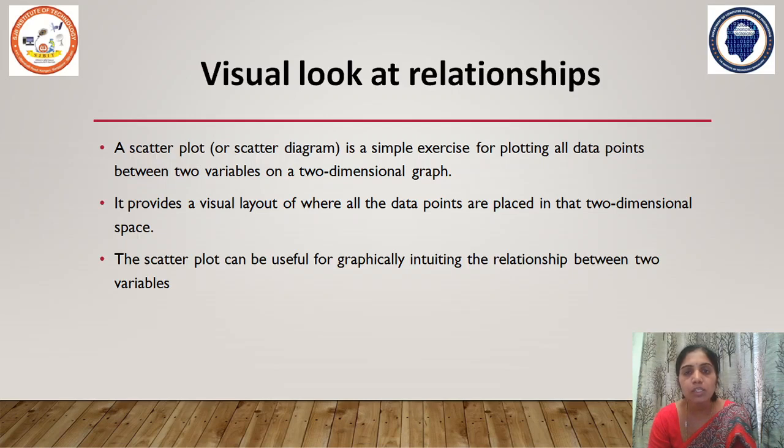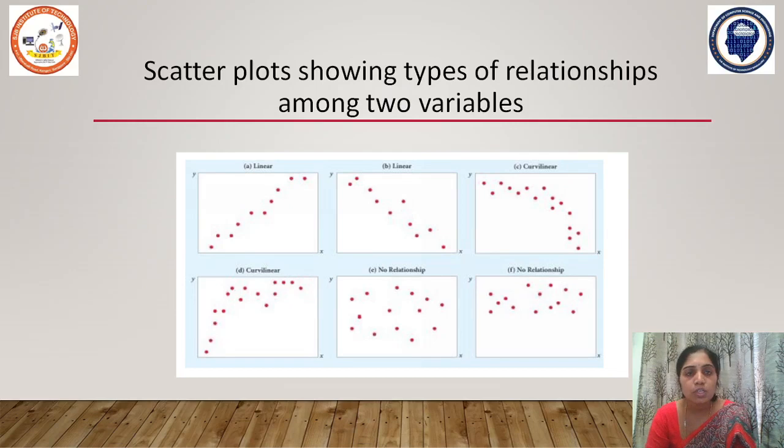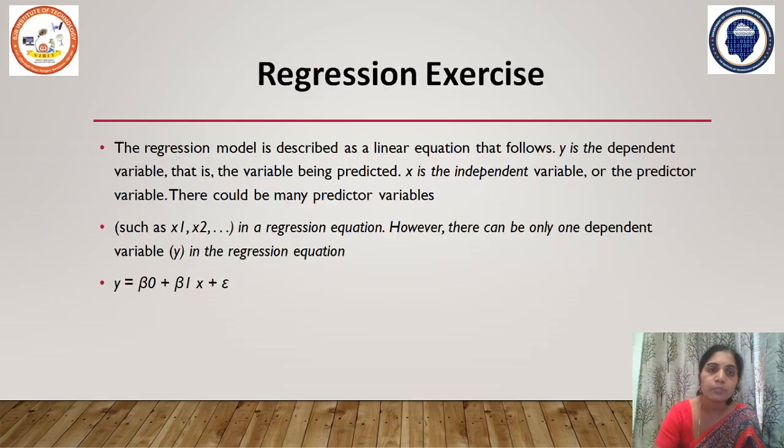Regression exercise. Here the regression model is described as a linear equation where y is the dependent variable, that is, the variable being predicted. X is the independent variable or the predictor variable. There could be many predictor variables such as x1, x2, and so on in a regression equation. However, there can be only one dependent variable y in the regression equation.